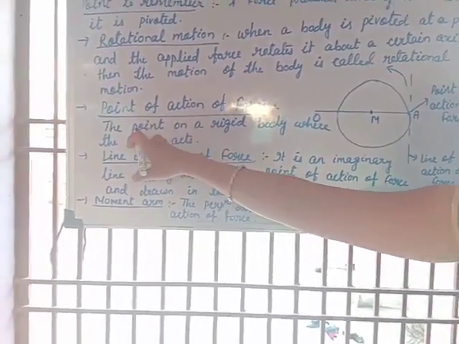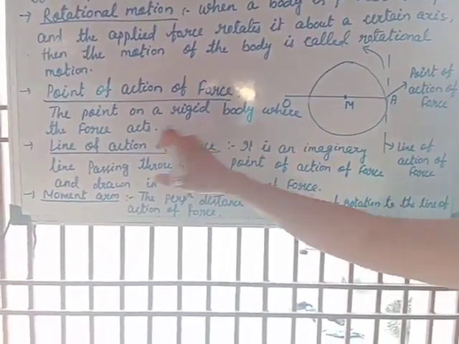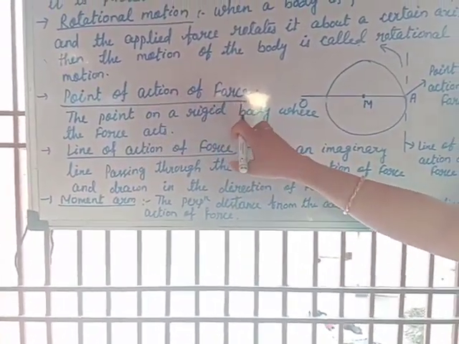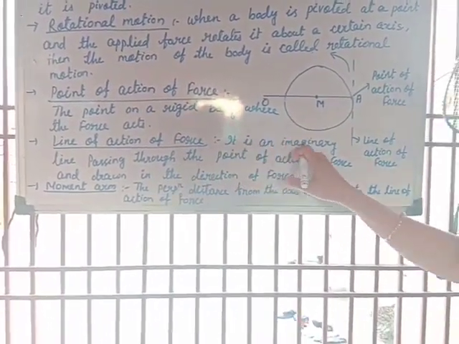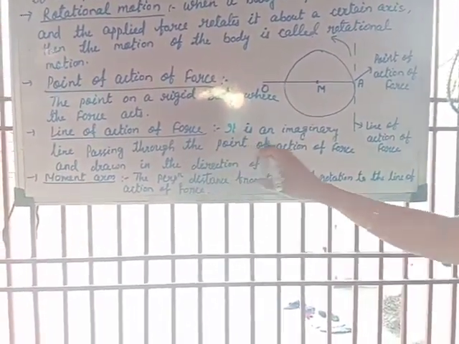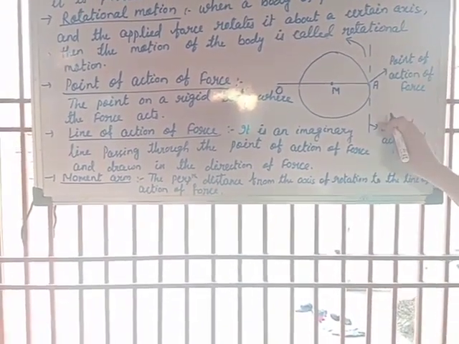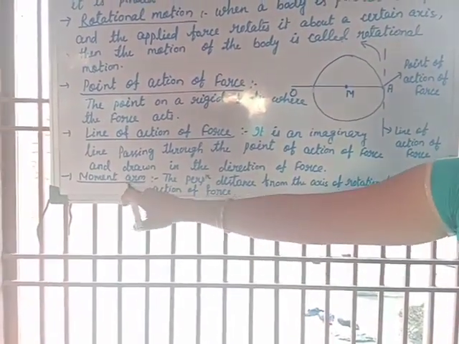See the definitions. The point on a rigid body where the force acts is known as the point of action of force, that is A. And the line of action of force is an imaginary line passing through the point of action of force, this one. Now come to the moment arm.